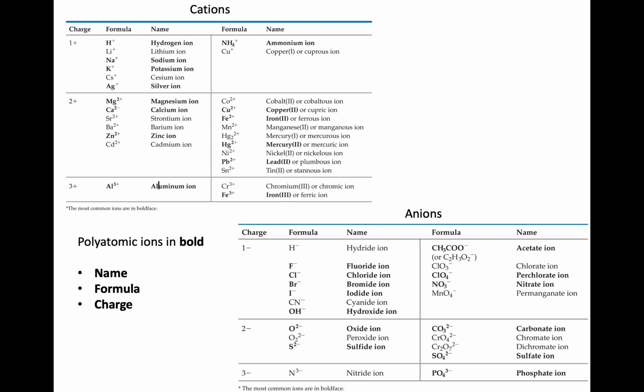So for each of these, what I need you to do is memorize the polyatomic ions that are in bold. You only have one cation that you need to memorize, but you have several anions. I need you to memorize the name, the formula, and the charge. I need you to know that nitrate is NO3 with a -1 charge. I need you to memorize that phosphate is PO4 3-. So I need you to memorize the polyatomic cation and anions and memorize their name, formula, and charge.